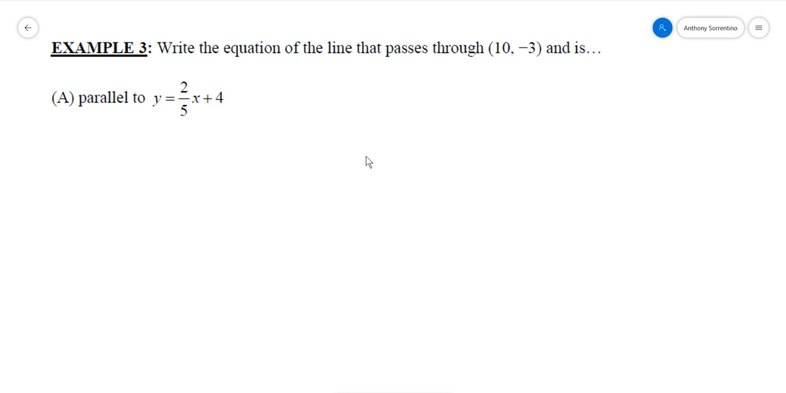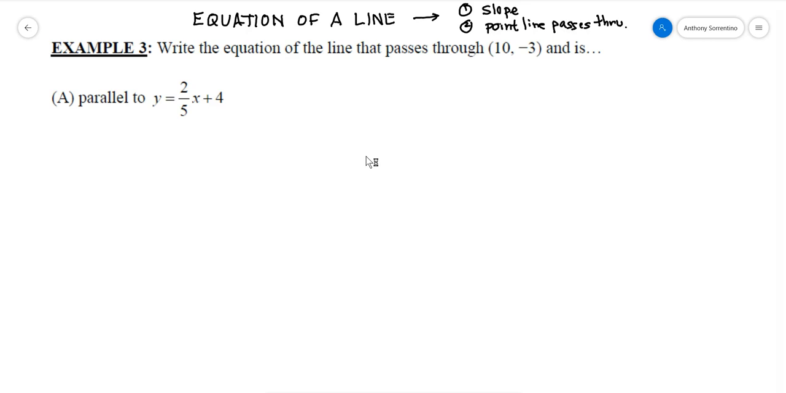Now, anytime you're writing the equation of a line, there's two things that you need. You need the slope, and you need a point the line passes through. That's how you spell through, but it's abbreviated. So, if you have those two pieces of information, you can write the equation of the line in any format.